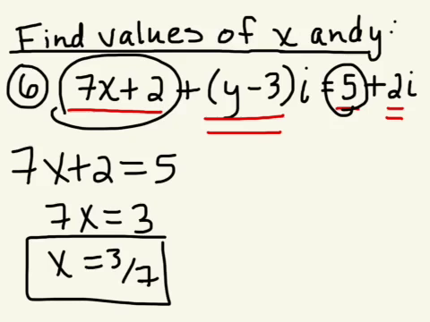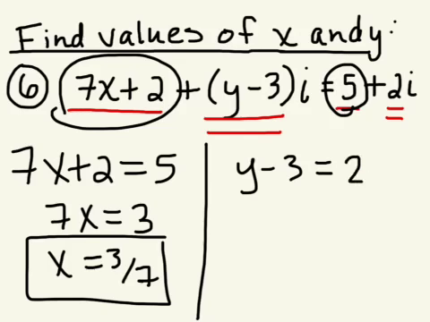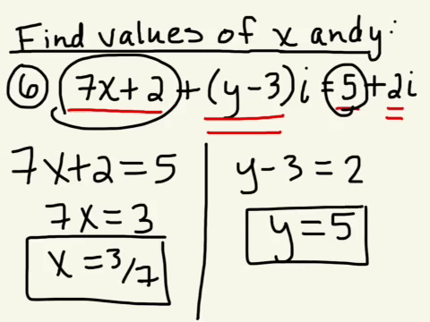Now, y minus 3 is my coefficient of i on the left side, and 2 is my coefficient of i on the right side. So we're able to simply set these two equal to each other. So that means that y minus 3 equals 2. Add 3 to both sides, and the value of y is 5.